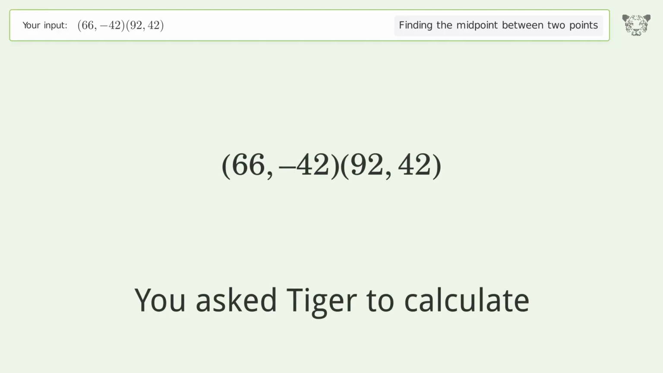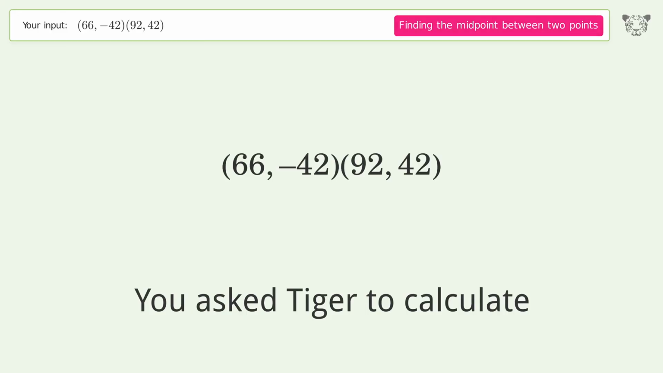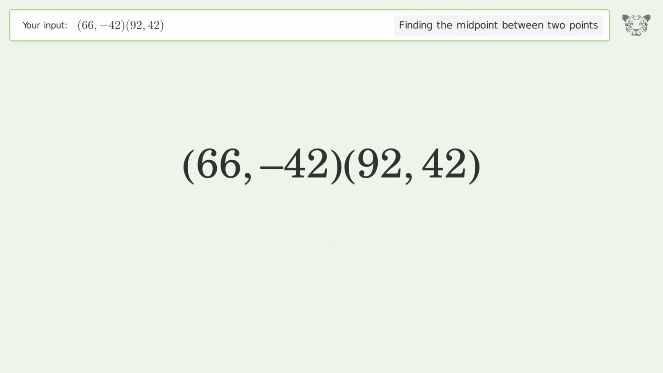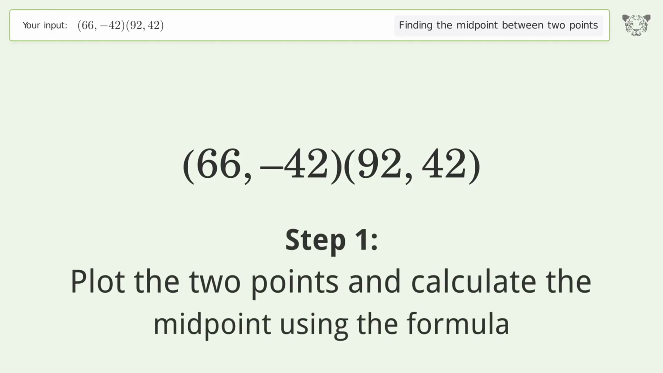You ask Tiger to calculate. This deals with finding the midpoint between 2 points. The midpoint between the 2 points is 79,0. Let's solve it step by step. Plot the 2 points and calculate the midpoint using the formula.